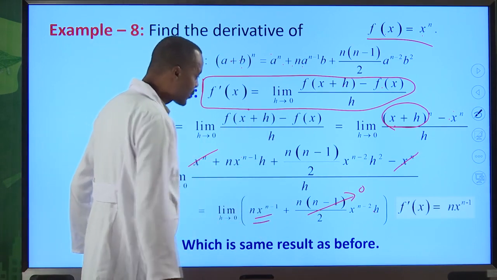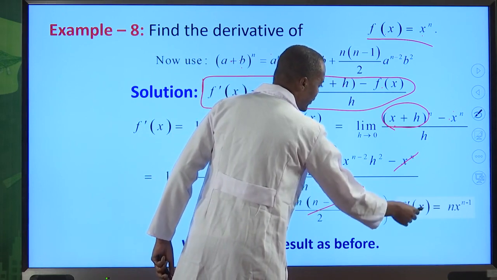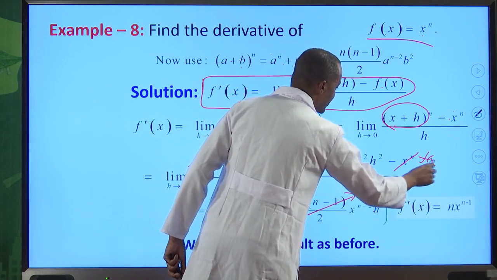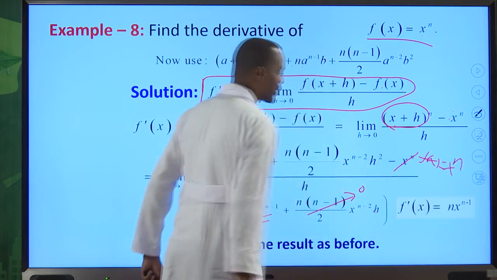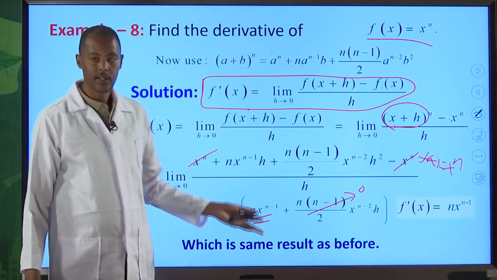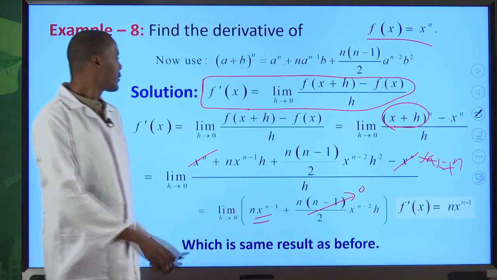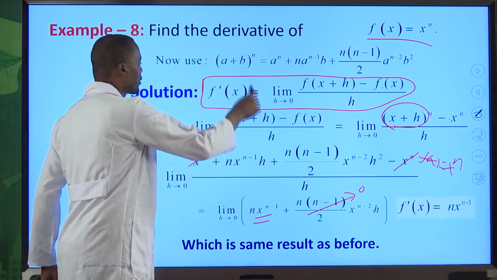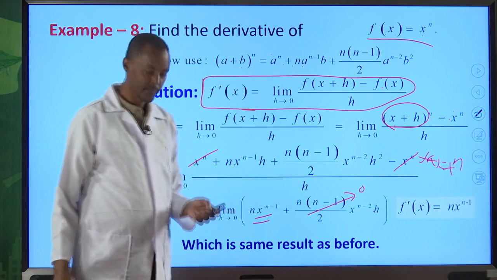That will lead me to the conclusion that once again the derivative of x, for a function f of x which is equal to x to the power of n, is also n times x to the power of n minus 1, and that is a remarkable result because both of our formulas for limits lead us to the same answer.